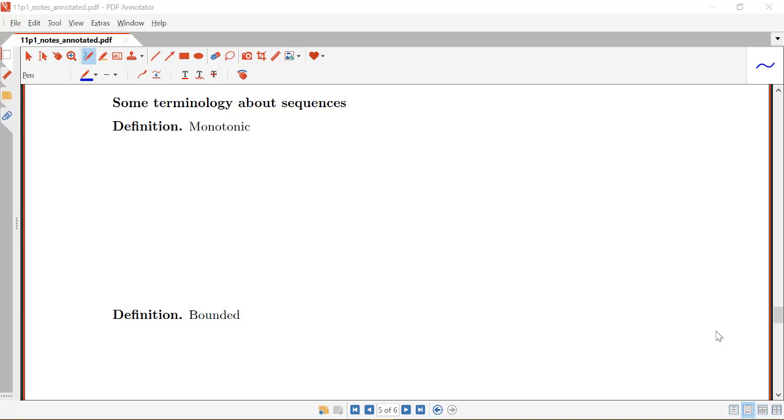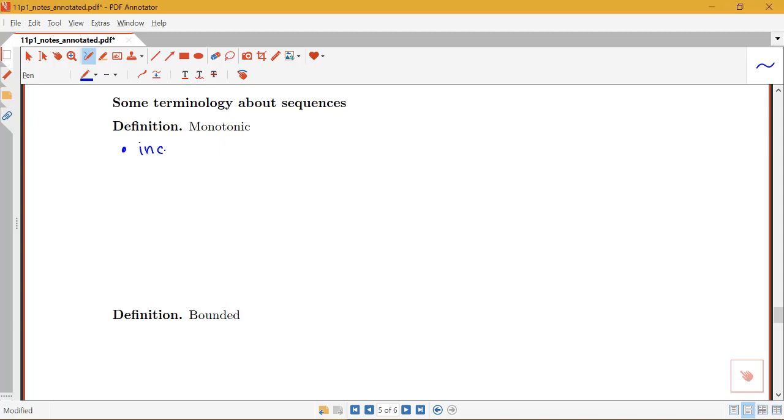In this video, we're going to be introducing some new terminology about our sequences, as well as a theorem based on a couple of these properties. So the first definition we have is for a monotonic sequence. You can think of breaking this down: mono meaning one, tonic, one tone. This is something about one direction. This is talking about a sequence being either increasing or decreasing.